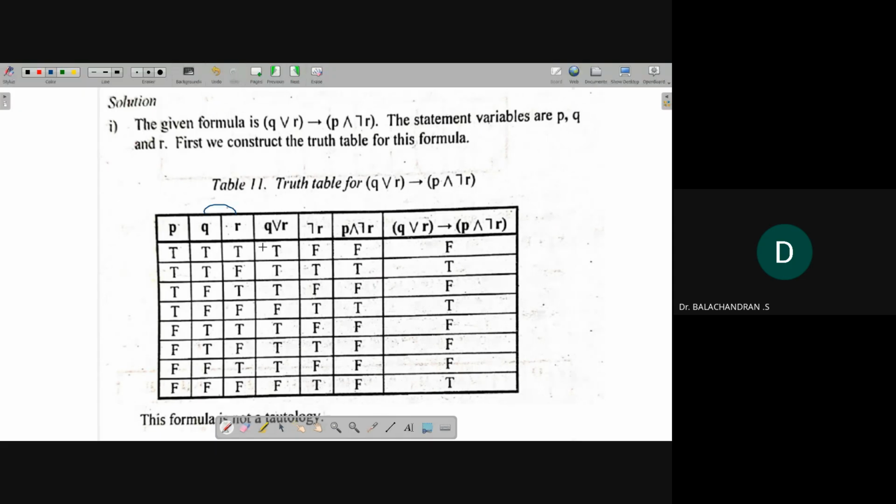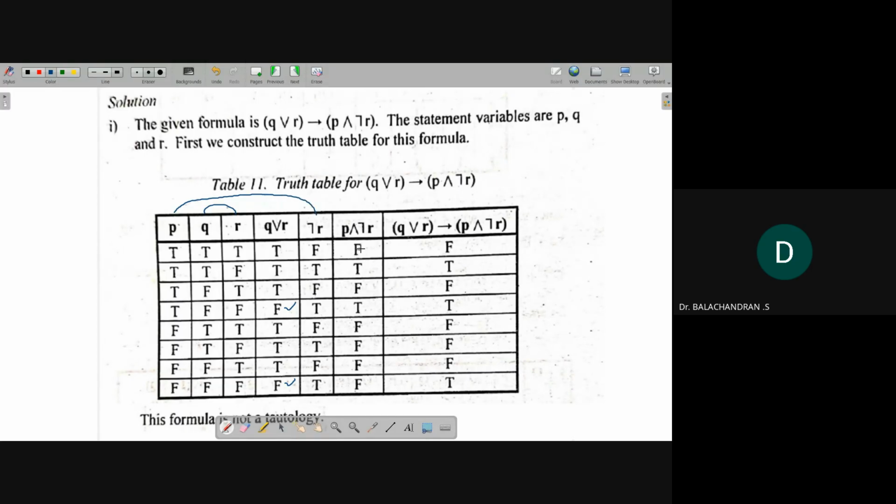So Q or R is false only if both of them are false. Remaining all other cases, it is true. You can see here. Similarly, negation R: you know that if R is true, negation R is false, and if it is false, now it is true. Similarly, you need to fill up this column. And then P and negation R, these two columns.